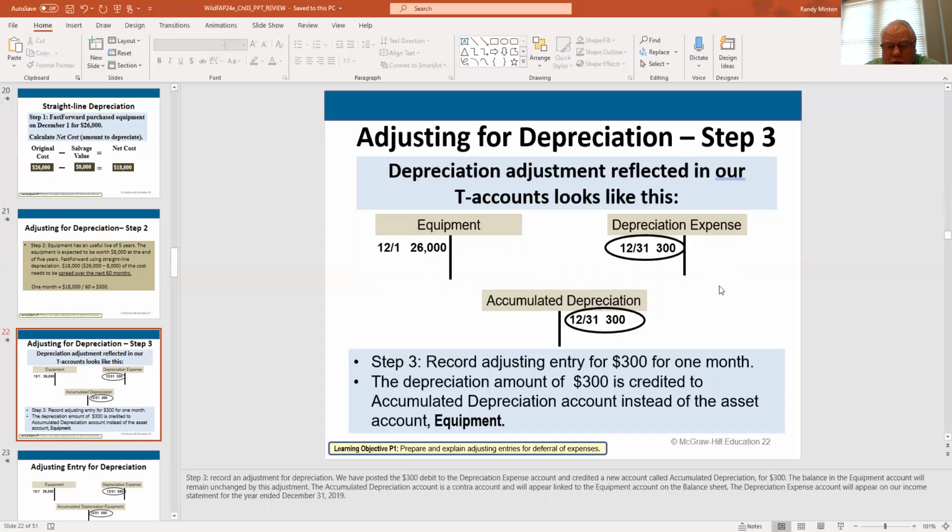And we're going to credit this to accumulated depreciation. That's a contra asset. It's not an asset, it's a contra asset. Contra means it goes against the asset. Typically what you're going to see on your examination is you'll have to make this calculation and then tell me where it goes.